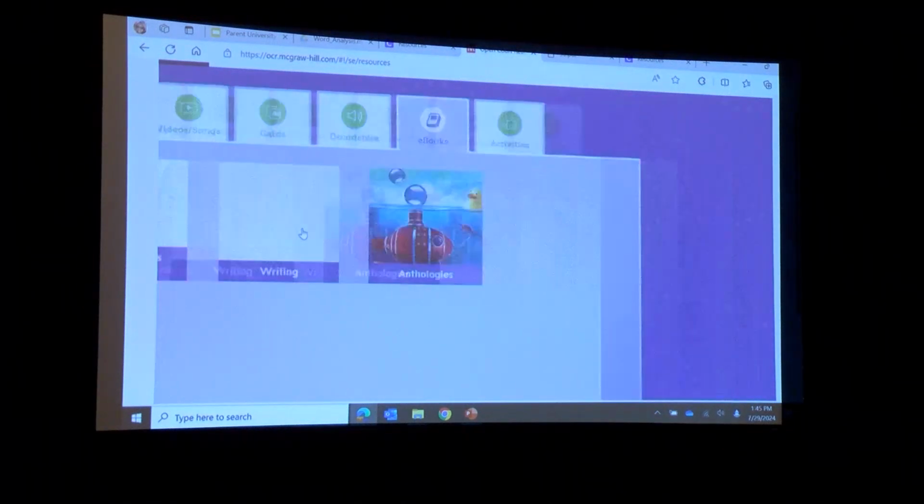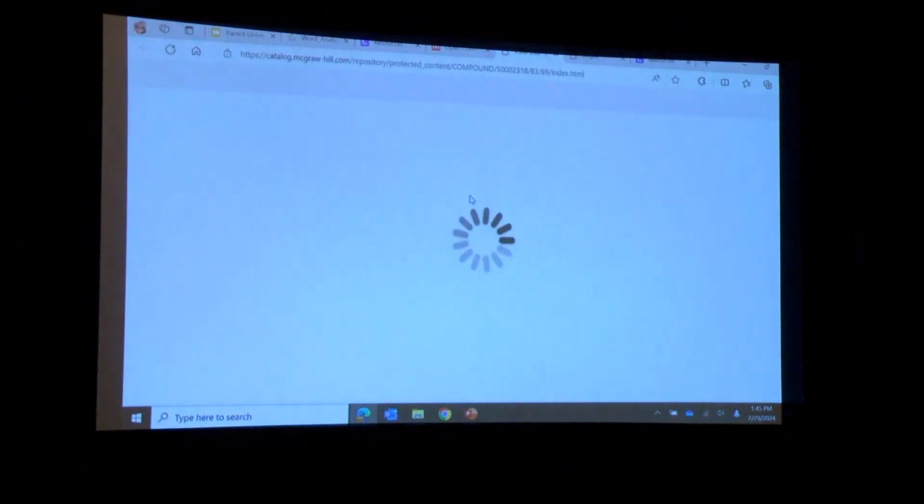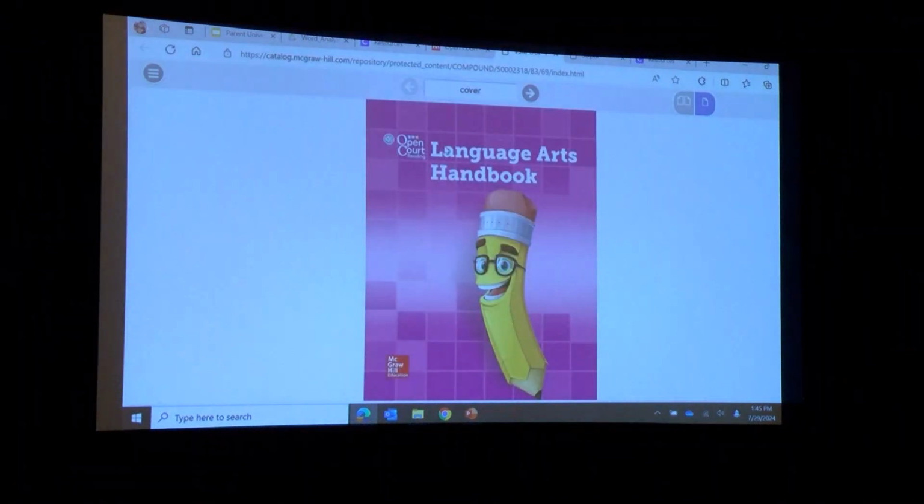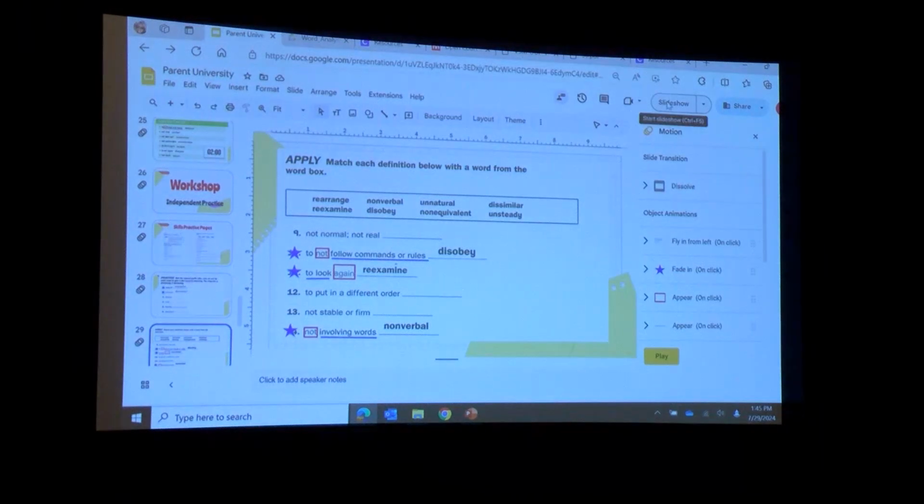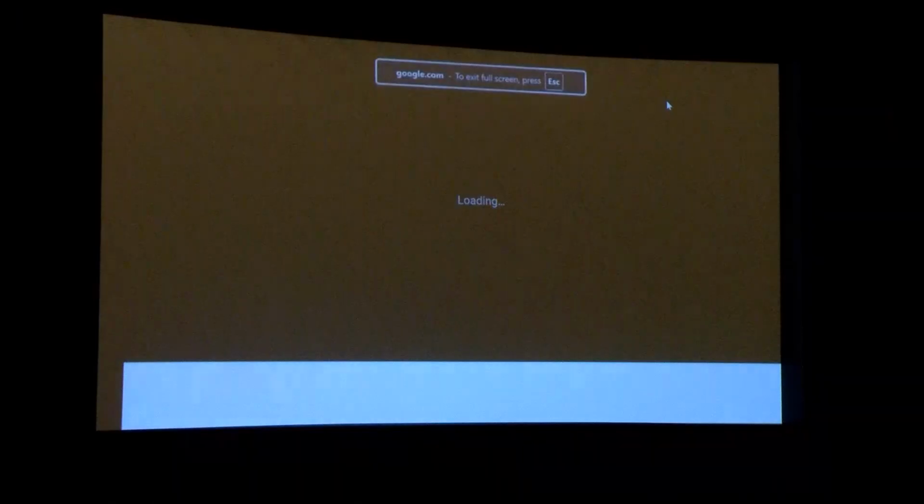I'm gonna find that book sometime. That's just the handwriting book. Yeah, language arts, then they'll have to assign it individually. Okay, I'll let you move on.